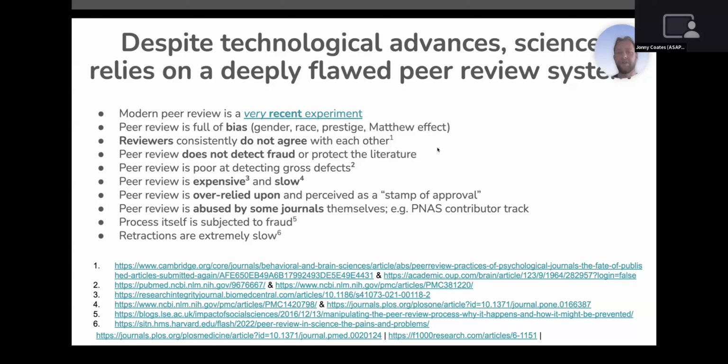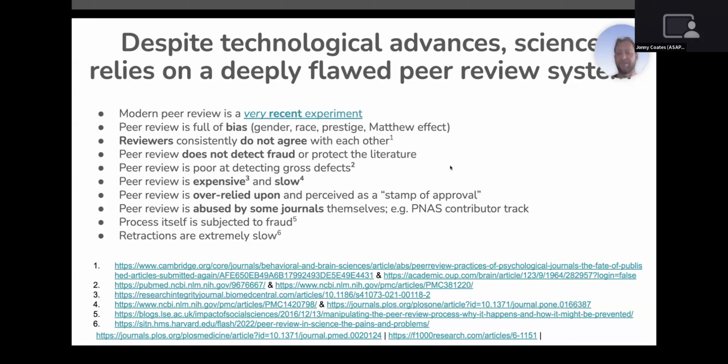We know that actually peer review does not detect fraud or protect the literature, and it's not designed to detect fraud. There are some really big examples over the past couple of years around this. I haven't put those ones in here yet because, as you can see, I ran out of space with all the references. But it's really important to highlight that it does not detect fraud. It's not designed to detect fraud. It never will in its current form.